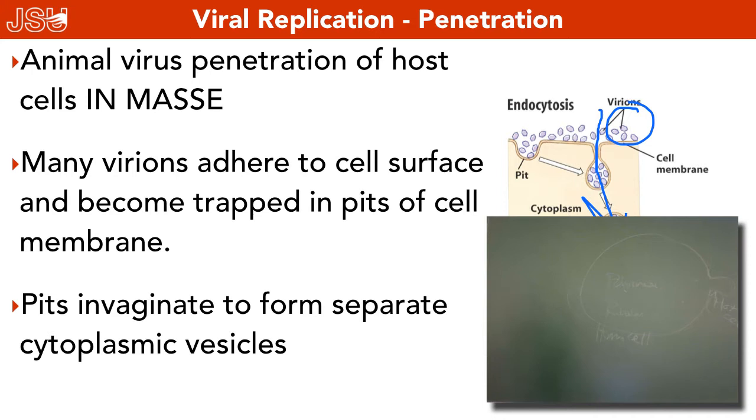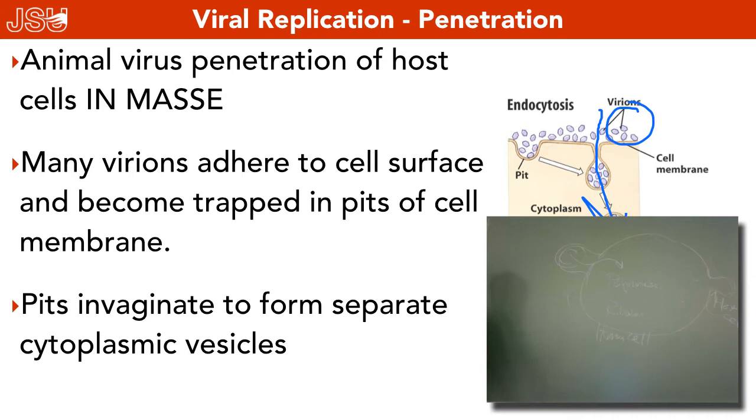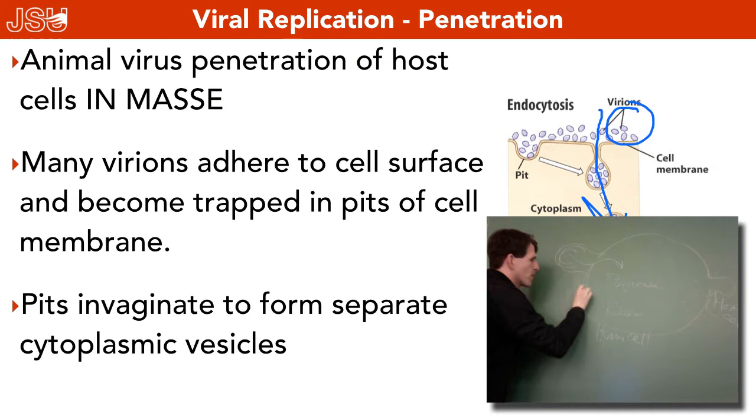So envelope viruses. Envelope viruses do it by fusion. The membrane on the virus fuses with the membrane on the host cell. And as it fuses, then the viral genetic information enters. That would be an envelope virus. A naked virus, think about little virion particles here. It's going to come in through a vesicle as well.